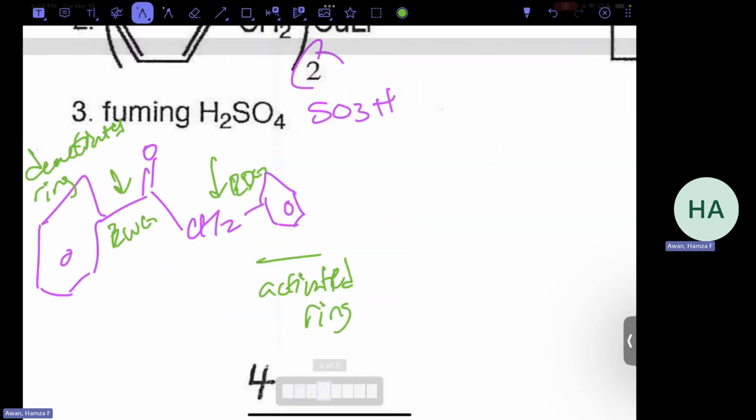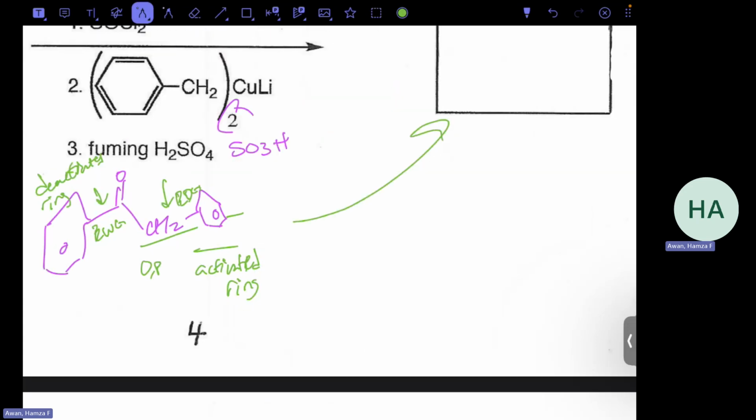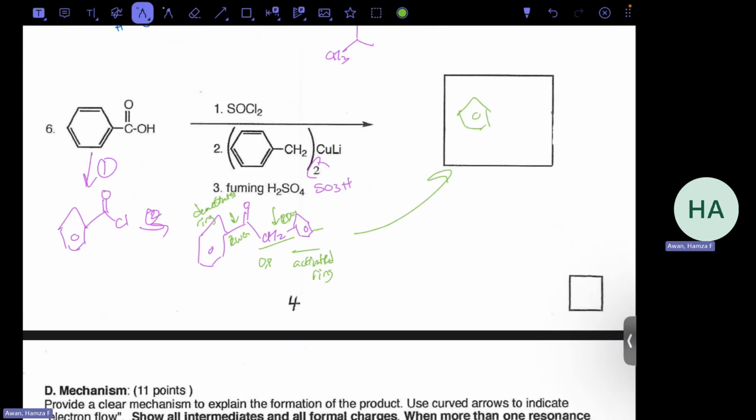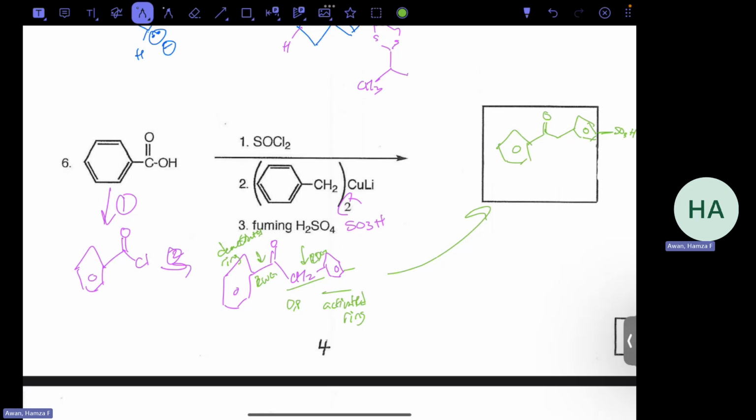So this SO3H will be attacking where the CH2 is the director, and CH2 is an ortho para director. If we put it ortho, maybe there's going to be some steric hindrance, so it's just easier to put it on para. So we'll put the SO3H on a para position, and so our final product is going to look like this. Any questions on how I got that answer? No questions? Okay.